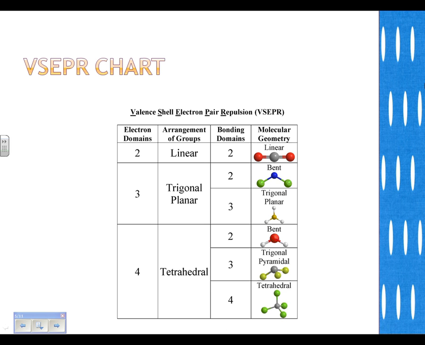Electron domains are 2, 3, and 4. The arrangement of groups is linear, trigonal planar, and tetrahedral. Based on the electron domains, the arrangement of groups, and the bonding domains, these shapes can be linear, bent, trigonal planar, trigonal pyramidal, or tetrahedral.